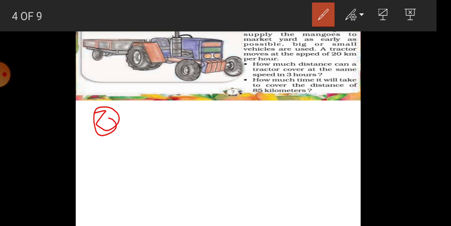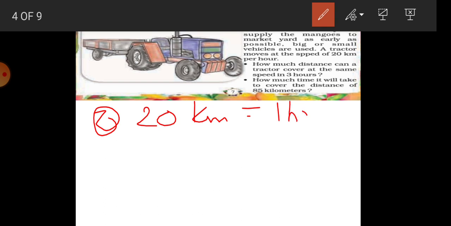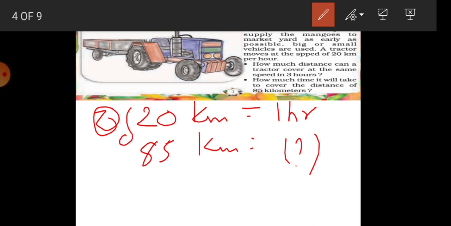So, number 2: 20 kilometers is equal to 1 hour. So 85 kilometers is equal to question mark. Now here we have to find out hours. So for finding hours, we are going to do division, 85 divided by 20. So division of these both, and we will get the proper time for 85 kilometers.